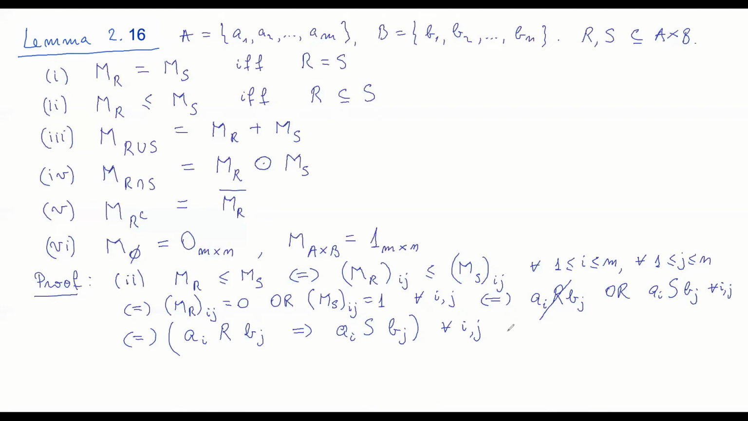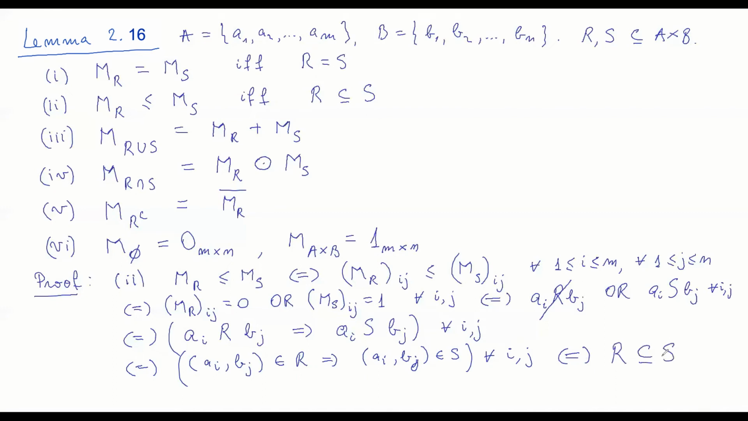And so what this means now is that this is equivalent with Ai Bj belongs to R implies right away that Ai Bj belongs to S. And this is true for all i and j. And obviously, this is the same thing as saying that R is included into S. And that's exactly what property 2 of this lemma was saying. So this concludes our proof of this property.